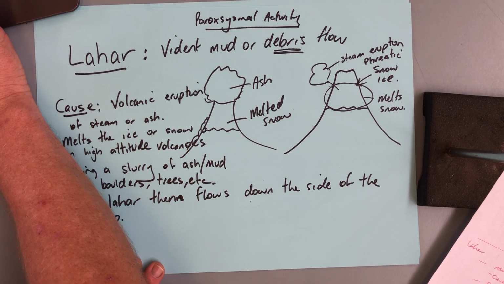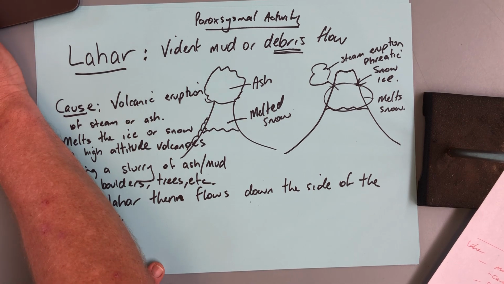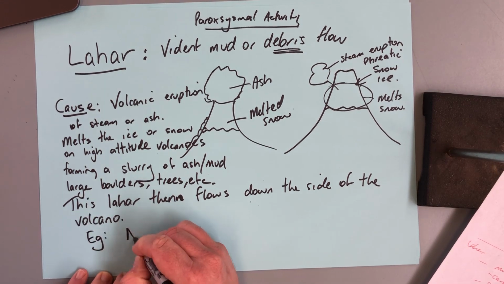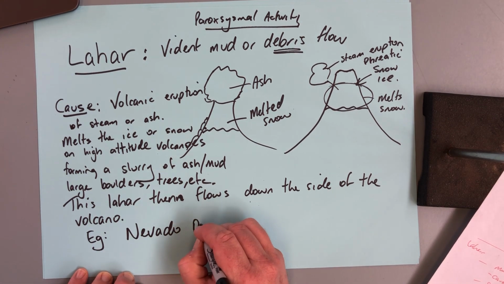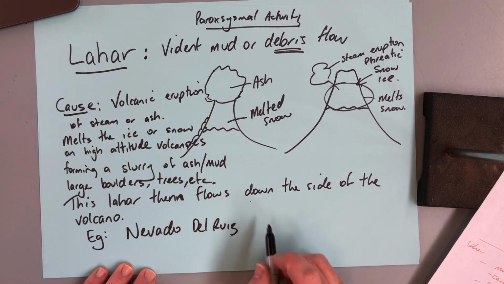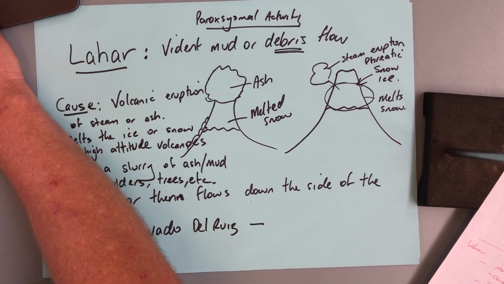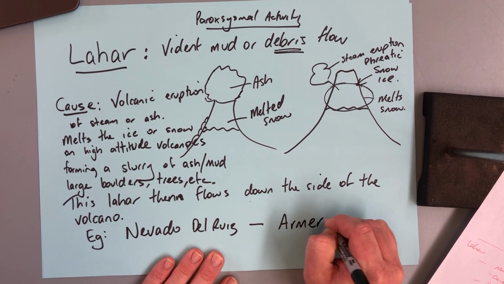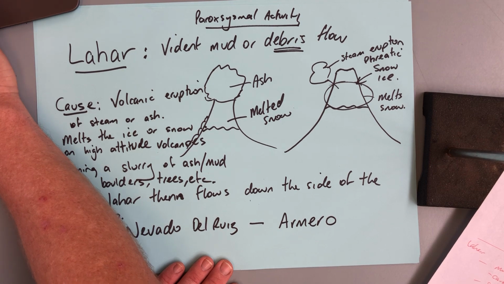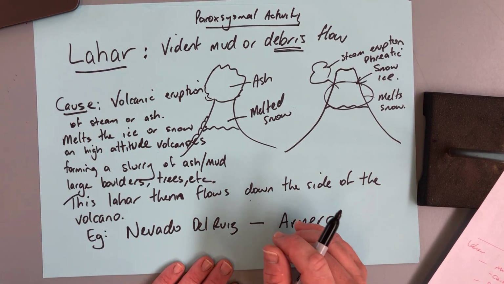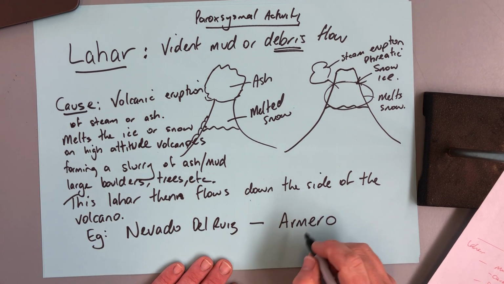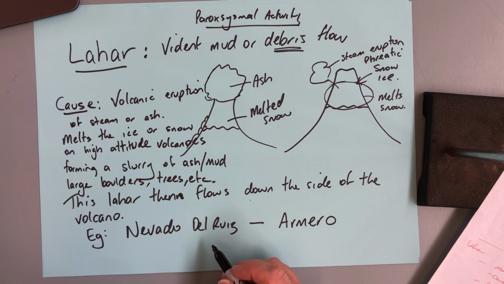So the most famous lahar is actually in Colombia, and a volcano called Nevado del Ruiz. And there is a town approximately 50 kilometres away called Armero. And I just want to get, just trying to find out the distance from the volcano. Armero is about 50 kilometres from the volcano. I just want to make sure I get that data right for you.